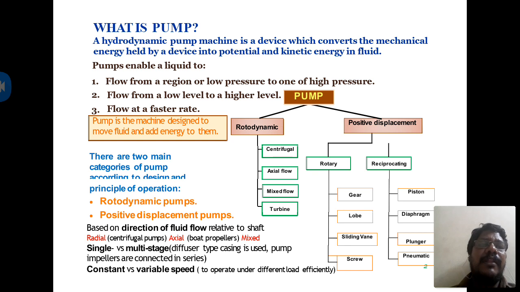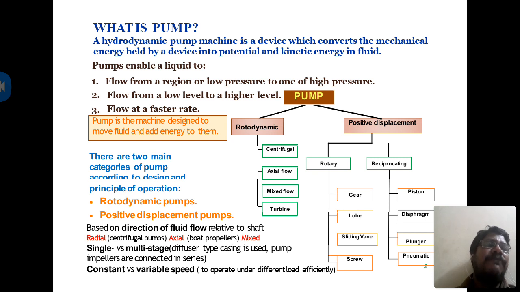Depending upon the motion of the pump, relative to the shaft, pumps are broadly classified into two categories. One is rotodynamic and the other is positive displacement pump. Under the category of rotodynamic pumps, there are centrifugal, axial flow, mixed flow, turbines, etc. And under positive displacement, there are two subcategories: one is the rotary pump, and the other is the reciprocating pump. Rotary pump examples are gear pump, lobe pump, sliding vane, and screw pumps. These many varieties are there. And in the reciprocating pump, they have piston, diaphragm, plunger and pneumatic.